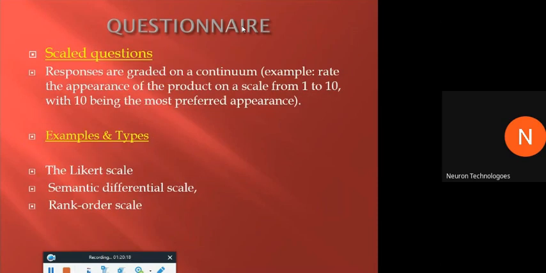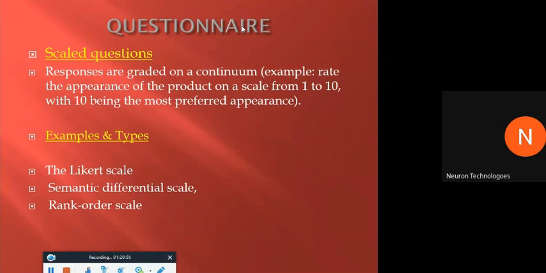Then scaled questions. Responses are graded on a continuum method that rates the appearance of a product on a scale from 1 to 10, with 10 being the most preferred appearance. So you can scale some grade 1 till 10, and 1 will be the lowest and 10 will be considered the highest grade. So in this way you can put the question, and on the questionnaire inquiry form the respondent basically adds his number according to his wish, like whether he would like to visit a library in future or not, or how much.